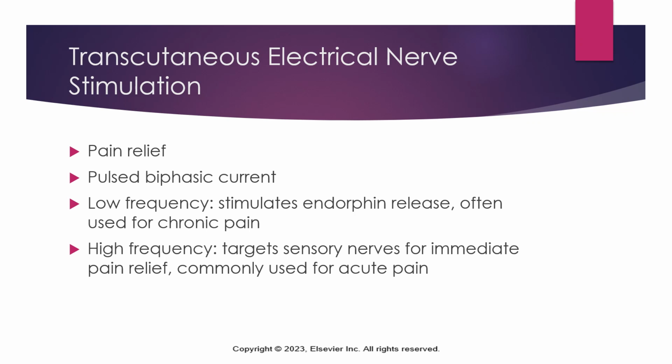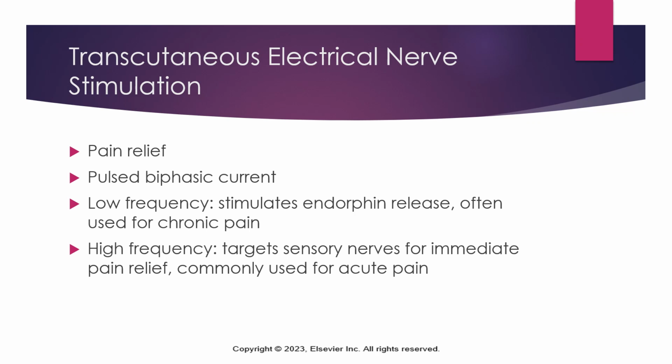The type of current that is commonly used with TENS is a pulsed biphasic current, and that just means that the current alternates directions in pulses. This helps to minimize the risk of skin irritation, and it prevents charge buildup under the electrodes. We looked at that in our last portion of our lecture. No net charge is being delivered to the skin here.